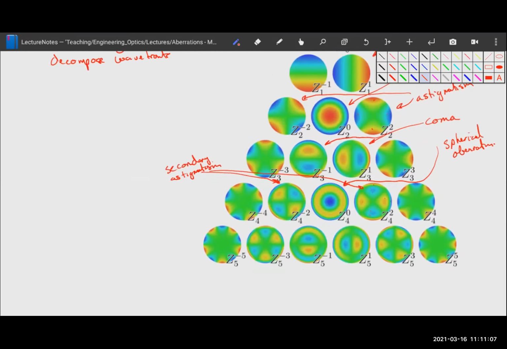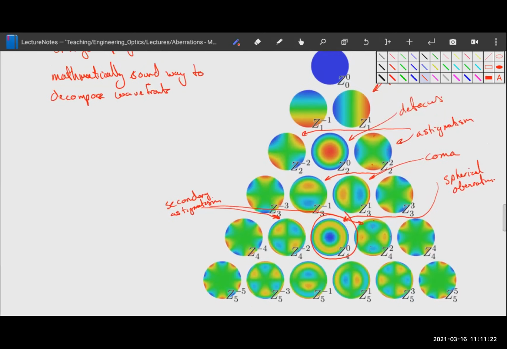It gets quite complicated. But the main thing to remember is that if we decompose our wavefront into these polynomials and we find that we have a very strong 4th order 0 Zernike polynomial, then we know that we have a relatively large amount of spherical aberration that we need to correct for. People before this used Seidel coefficients, which are similar but not orthogonal, so their math isn't quite so nice, right?